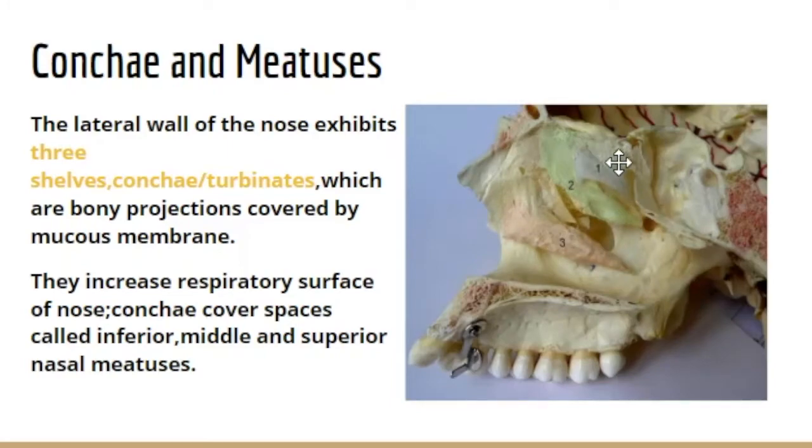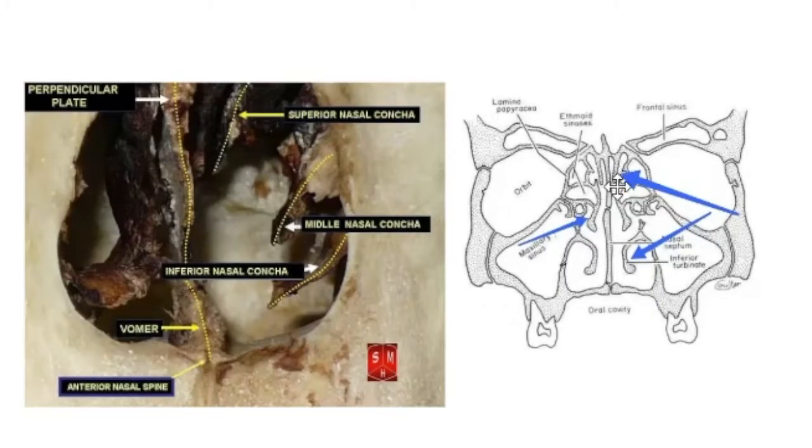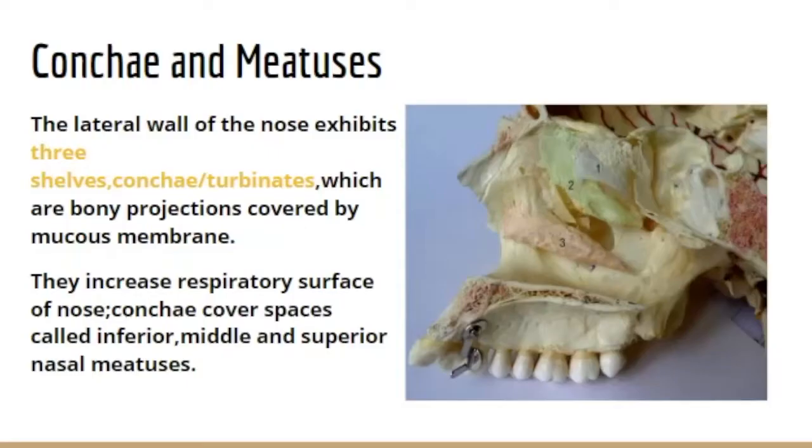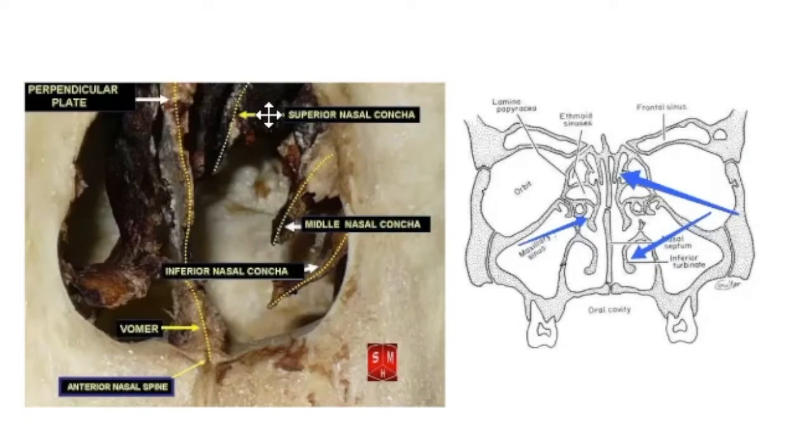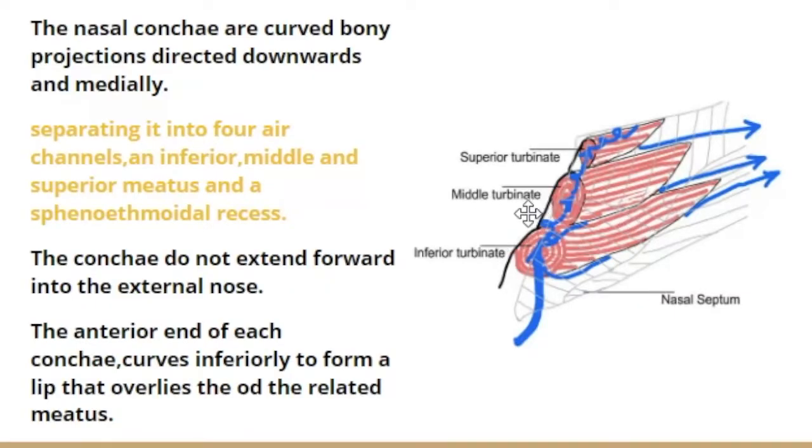As we've already discussed in the coronal section, there were certain projections from the ethmoidal labyrinth, which were the superior concha and the middle concha, and the inferior concha was a separate bone. Now we see that these conchae are basically directed inferiorly and medially, and between them the passages that form are the meatuses. So these basically form the air passages.